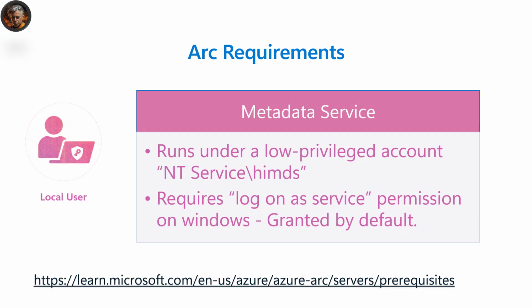When deploying the Arc agent, the metadata service will run under a low-privilege account, NT Service Hybrid Instance Metadata Service, abbreviated to HIMDS. This account requires logon as a service permission in Windows. Usually this is granted by default unless your company uses group policy that prevents that.